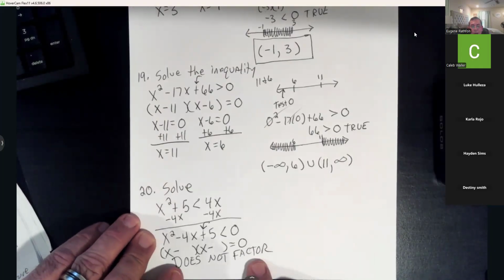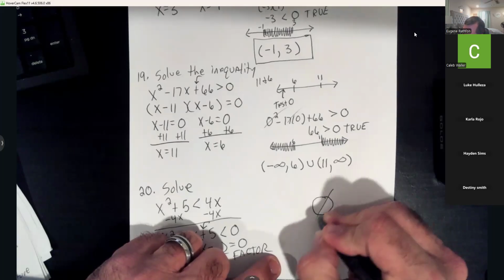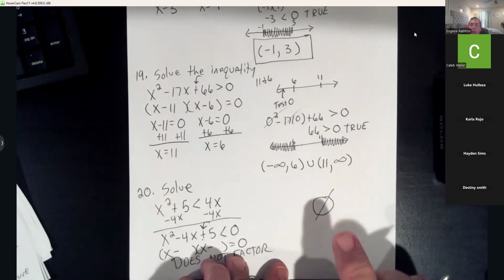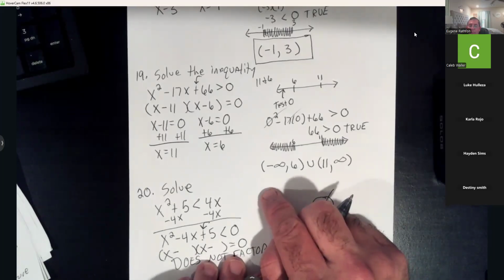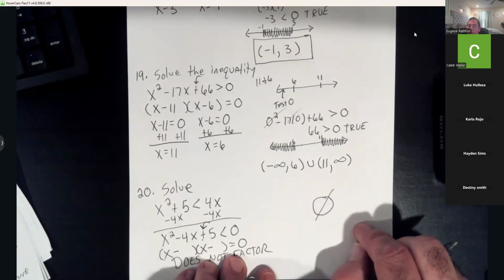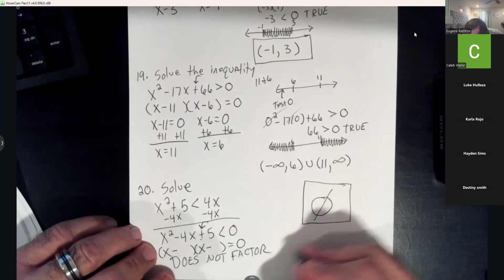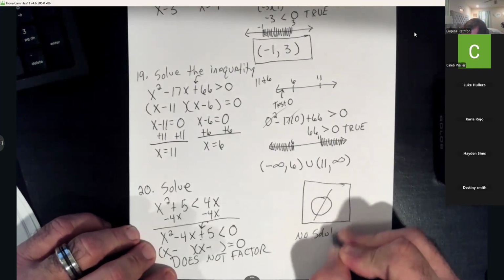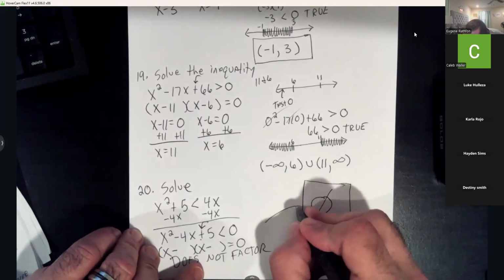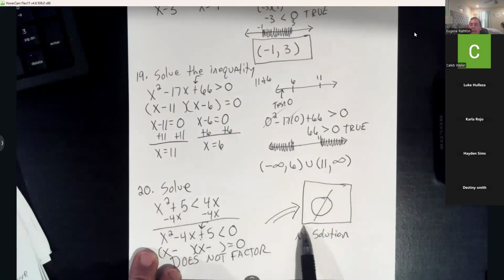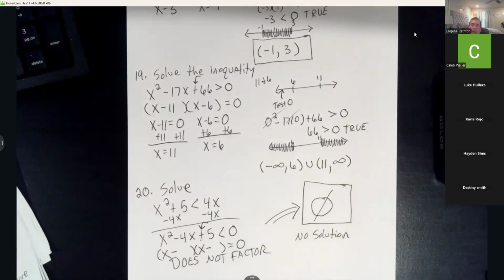So since this does not factor, your answer is what we call the empty set or the no solution. And you got to use that 0 with the line through it. So when you click in the blank, this will be one of the options on it. And that is what we use for no solution, okay? But you cannot write no solution. You got to use this 0 with the line through it, okay?